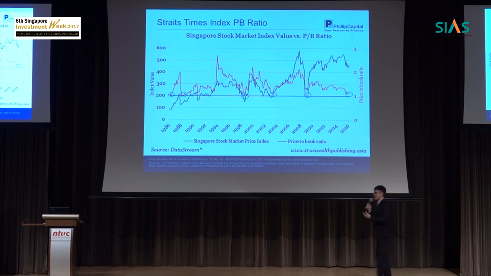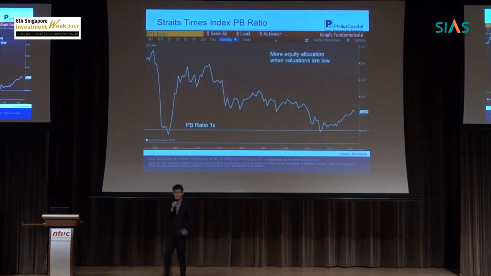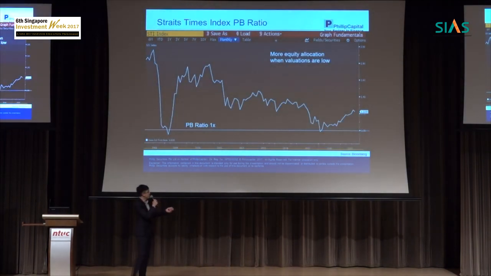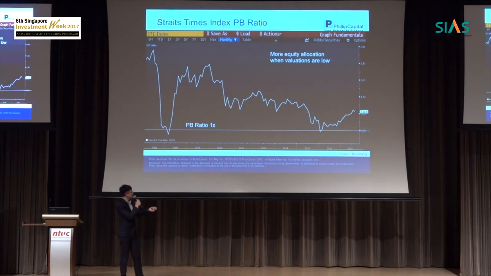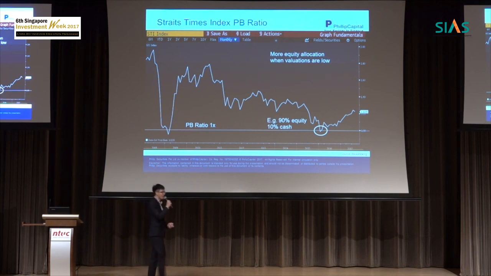So the rationale is that it's safer, and you can probably allocate more when the valuation is down, because there's a higher probability of a rebound, rather than if you invest high, like at a price-to-book ratio of 2. That's a bit high, and it's more risky. So an example: currently, let's say the price-to-book ratio is around 1 for the index.